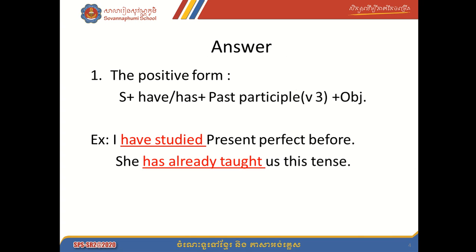Okay. So the positive form: subject plus have or has plus past participle, or we call it verb 3, plus object. And you can see the examples here. I have studied present perfect before. She has already taught us this lesson.